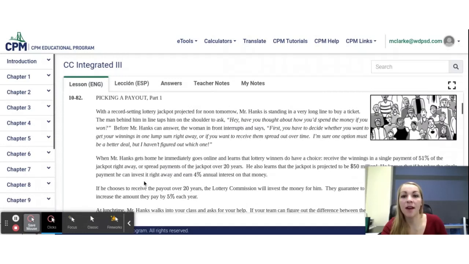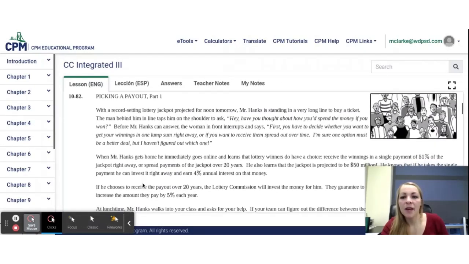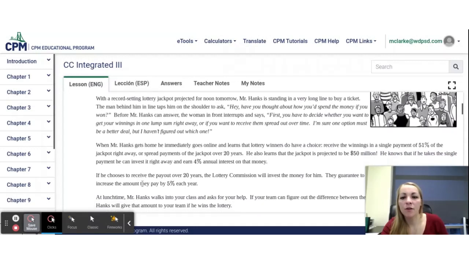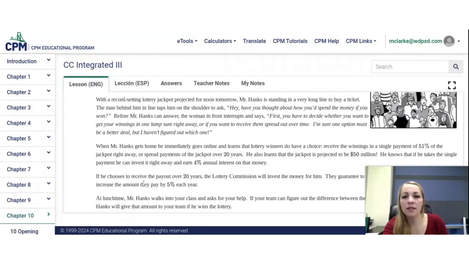All right, so what we got here is a lottery problem, and we're going to pick a payout. And here's the first part of the equation here. So let's take a moment to read this. It says, with the record-setting lottery jackpot projected for noon tomorrow, Mr. Hanks is standing in a very long line to buy a ticket.